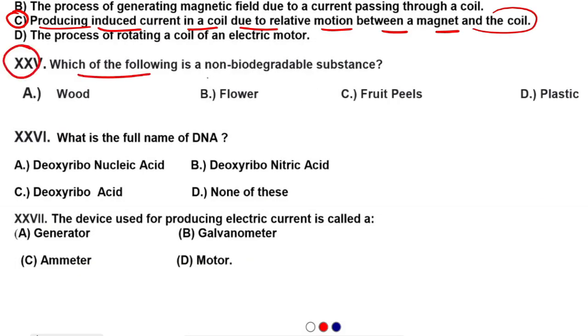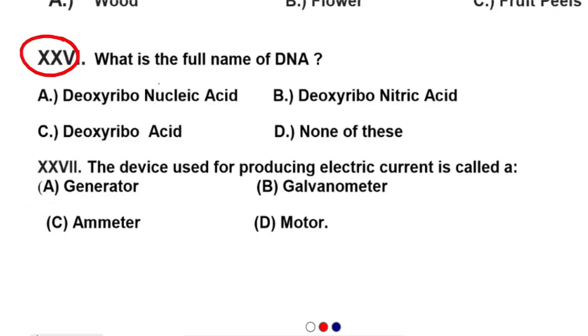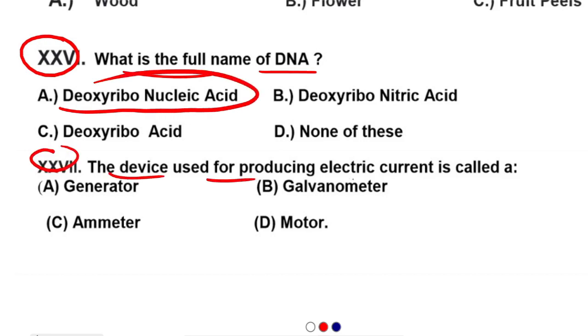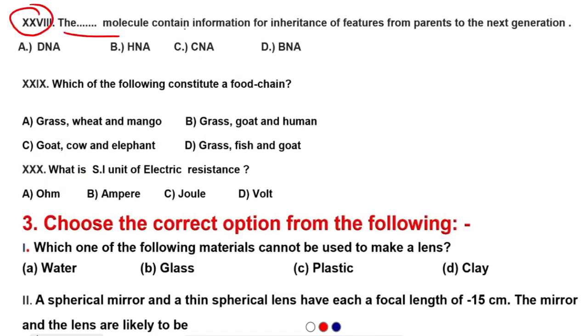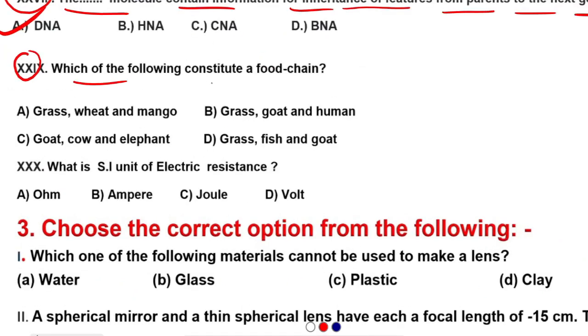Next, which of the following is a non-biodegradable substance? Plastic. Next, what is the full form of DNA? Deoxyribonucleic acid. Next, the device used for producing electric current is called a generator. Next, the dash molecule contains information for inheritance of features from parents to the next generation: DNA. Next, which of the following constitute a food chain? Grass, goat and human.